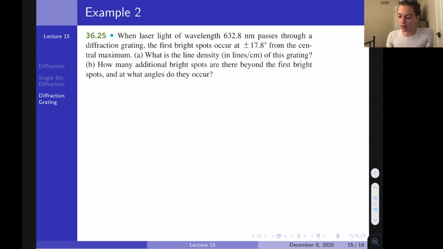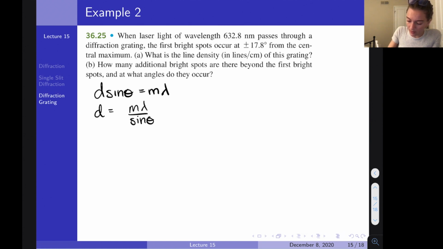So what we can do to find the line density, the lines per centimeter, is find d, so find the spacing between the slits, and then take its inverse, and that will give us the density. So let's just do that first. We have d sine theta is equal to m lambda. So let's just find d first. d is equal to m lambda over sine theta. They say here that it's the first bright spot, so m is 1.